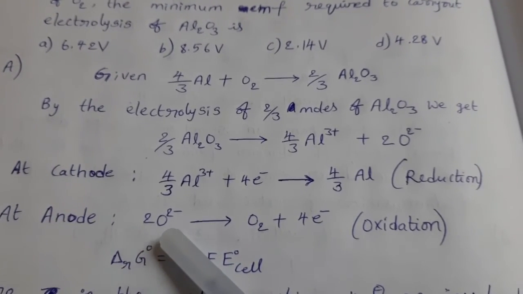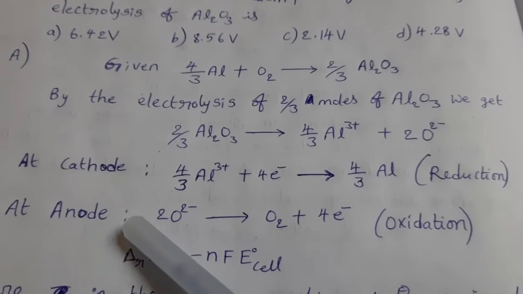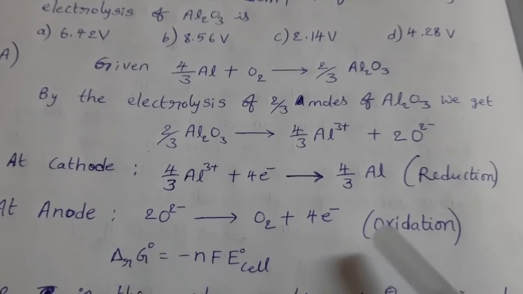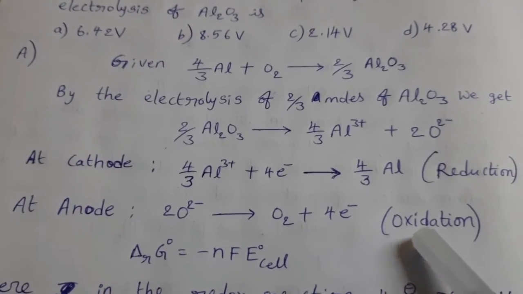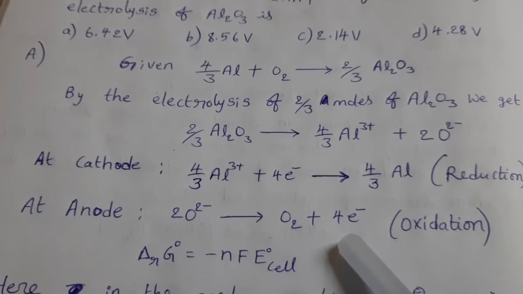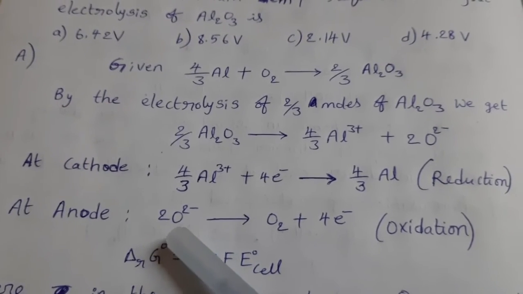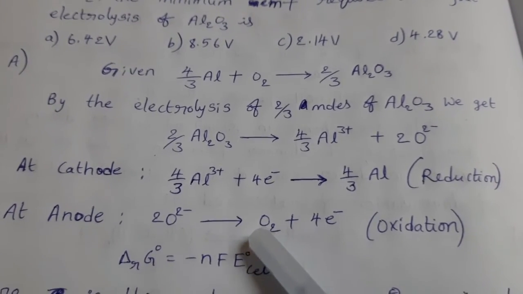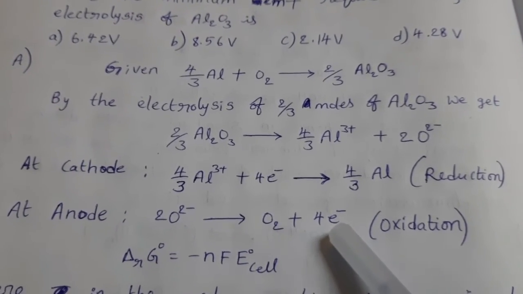And anion is oxide ion. This ion is attracted towards anode. Here oxidation takes place. Oxidation means removing of electrons. This anion, by losing electrons, undergoes oxidation. 2O2- gives rise to O2 plus 4e-.